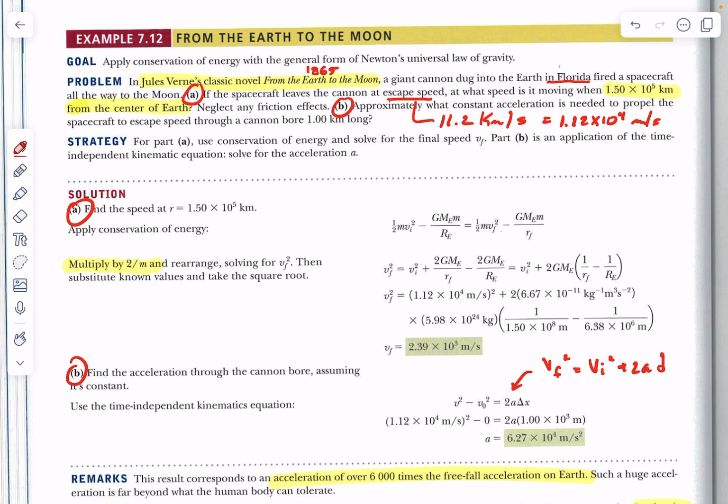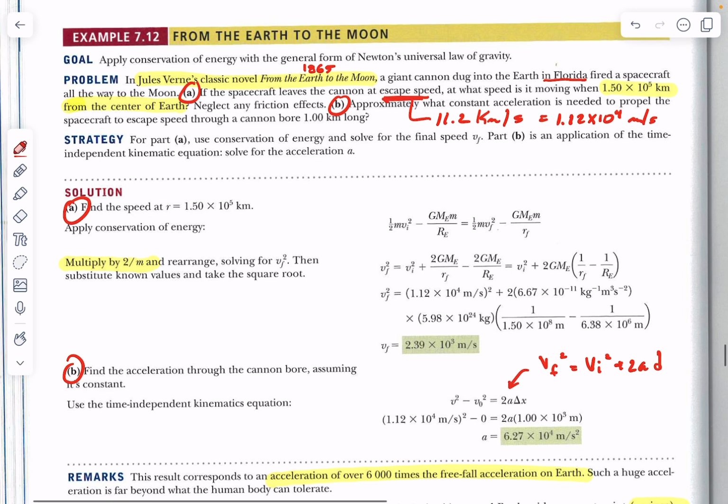So this problem says if we dug a hole in Florida to make it like a big cannon, and we are going to launch a spacecraft out of that giant cannon that's in this deep hole in the Earth, and shoot a spacecraft at the moon, and that's what the story is about. Well, let's just test that with what we know today to see whether or not that is feasible.